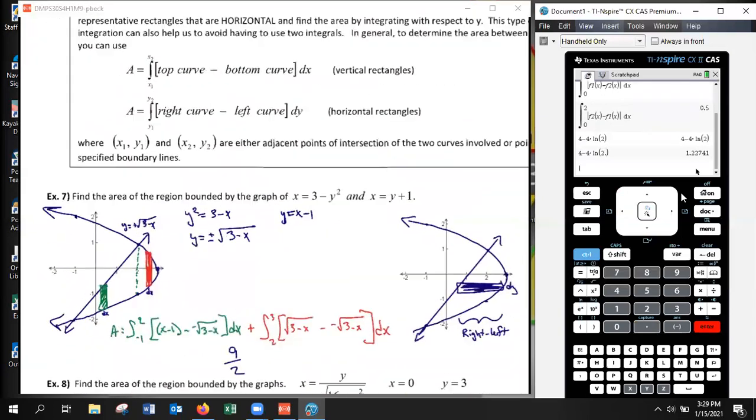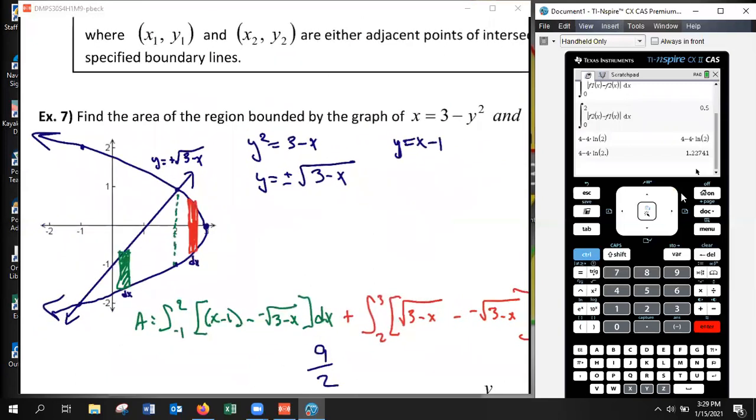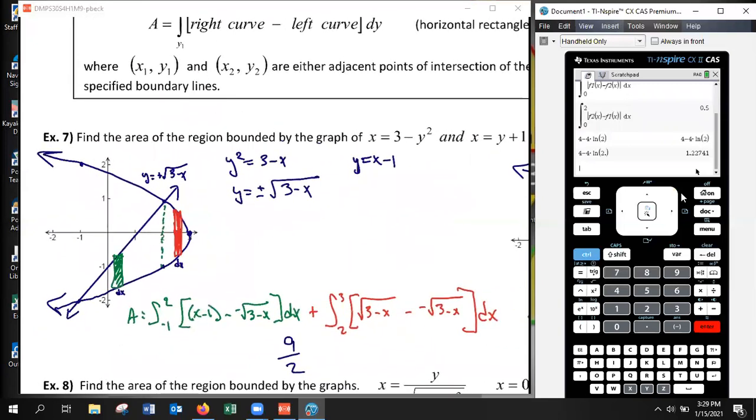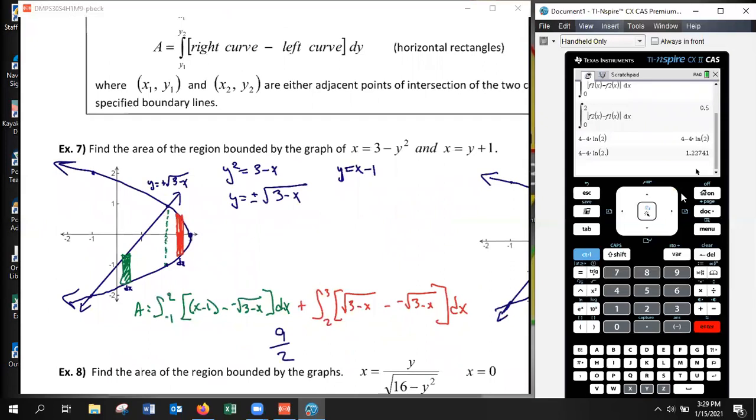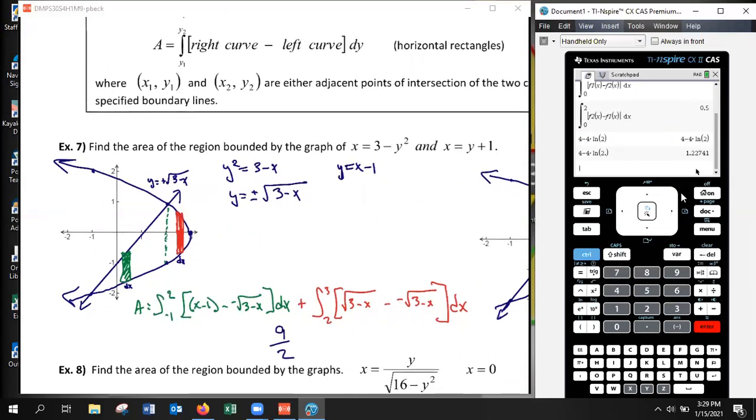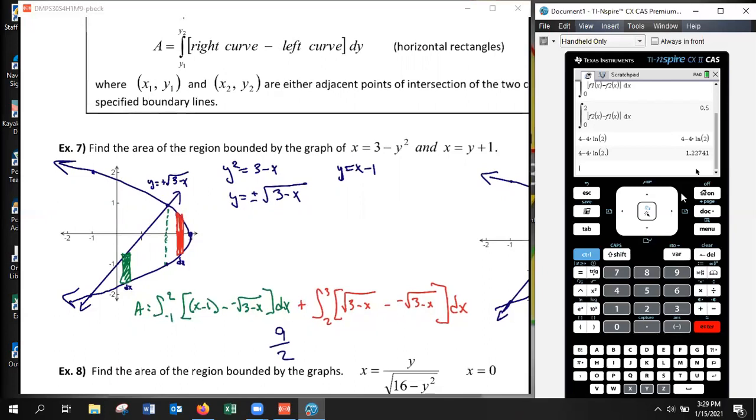Well, what happens if we have a situation like this? If we have a situation where we're bounded by x equals 3 minus y squared and x equals y plus 1. When I take a look at this, I go, do I know what these look like? Well, if I don't remember how to graph with respect to y, I'm in a little bit of trouble unless I say, let's go ahead and take this, solve it for y. By solving it for y, I get both the positive square root and the negative square root.